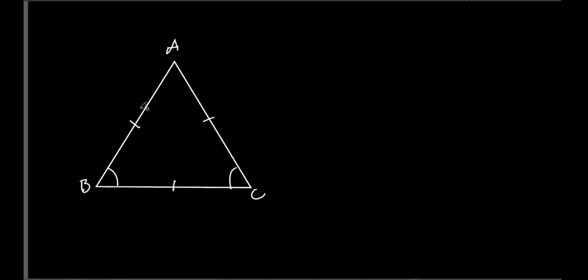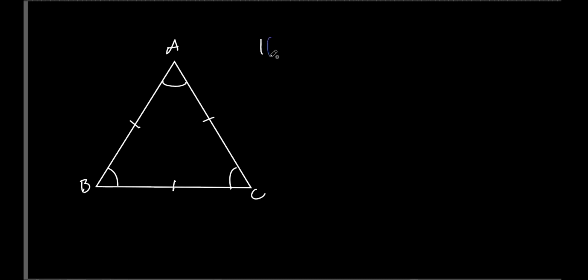Now look, it's not just AB and AC that are equal to each other. AC and BC are also equal to each other. Would you agree? So what must be true? If AC and BC are equal to each other, which they are because it's equilateral, then angle B and what? Angle A are also equal to each other. Yeah, and they are. They're all equal to each other.